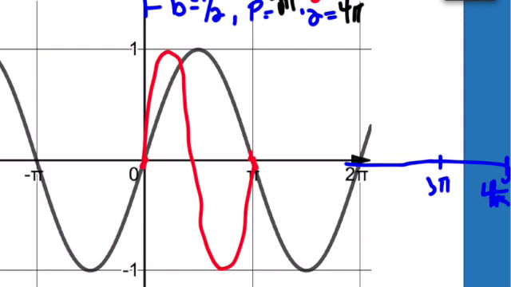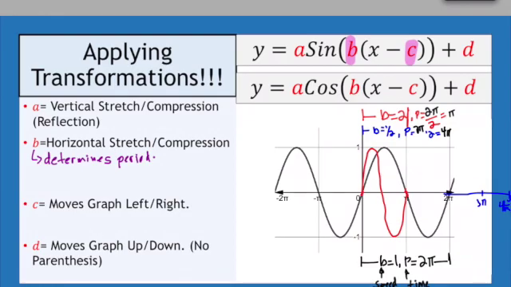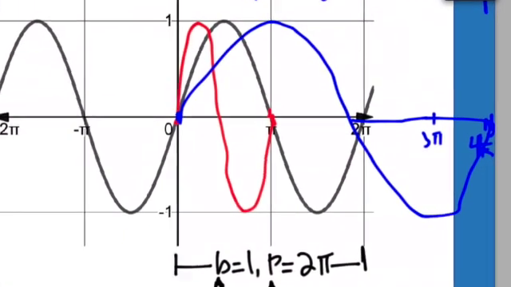Right, this is 4 pi. Okay, so sine is now going to become twice as long. All right, and this is going to be the new period of this. So let's go through these 3 examples again and see what's happening here.